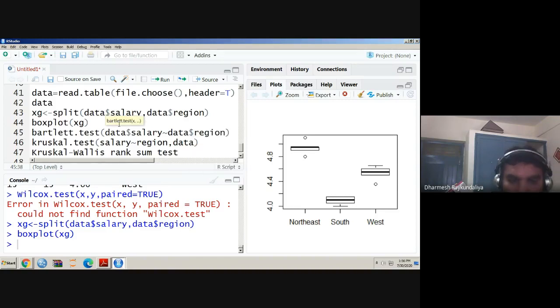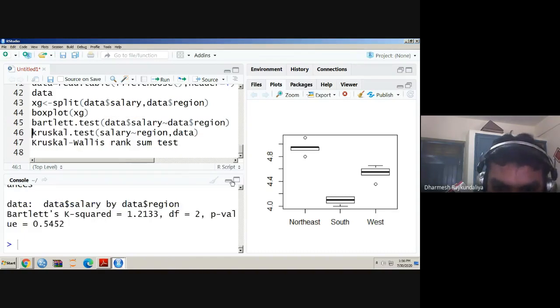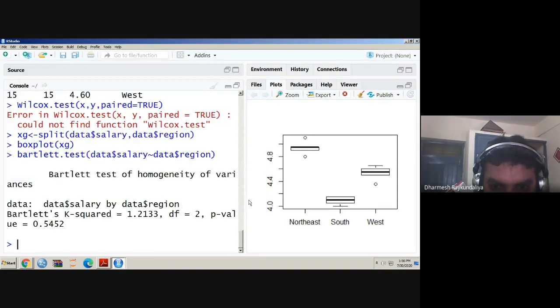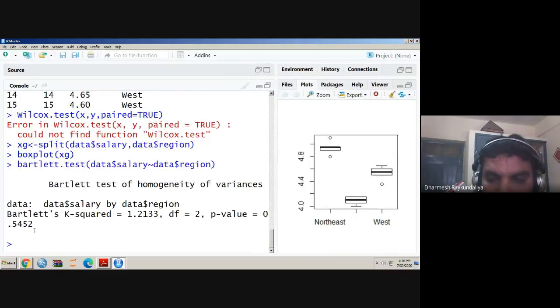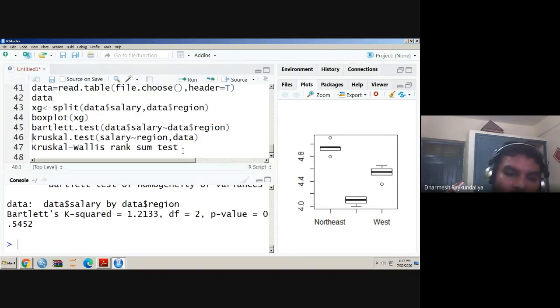Let us verify. So here what happened? The p-value is 0.54. Though the variances look different in the graph, based on the test we say that they are homogeneous. So the variance in the salaries across the region is same. There is no issue of using the test because one assumption holds true. Then you can check the randomness and the normality, and then you can proceed.